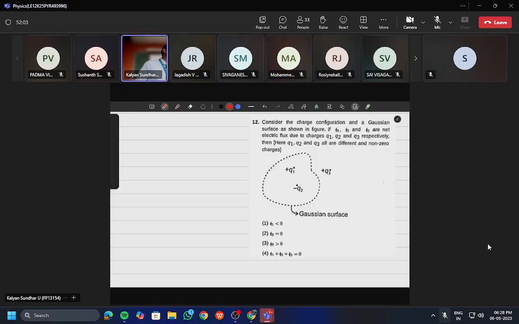Flux is q enclosed by epsilon. So flux due to 1 will be equal to q1 by epsilon. Flux 2 will be equal to minus q2 by epsilon. Flux 3: we have not enclosed the third one, correct? So overall the answer will be 0. So flux 3 will be equal to 0. Flux 1 is a positive value, correct? So more than 0, so option 2 will be the right answer.